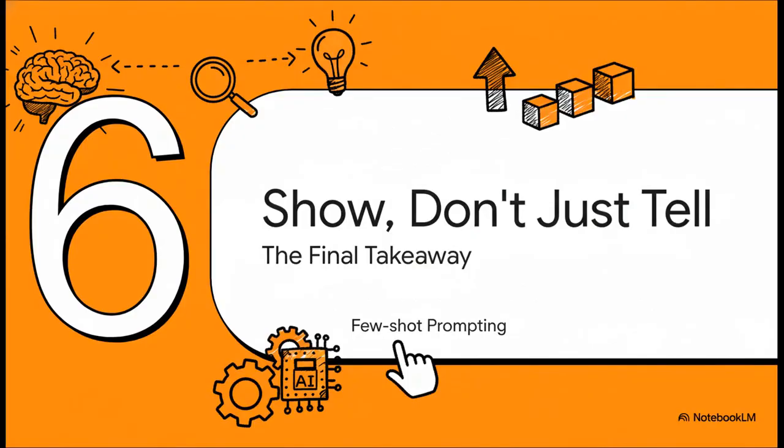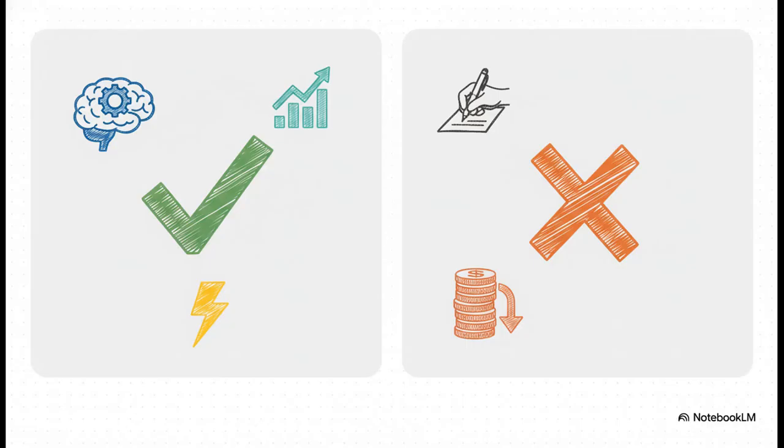Let's bring this all home. Section 6. Show. Don't just tell. This right here is the core idea, the philosophy you should walk away with. Knowing when to use it is really the key. The pros are huge. You get way better accuracy, more control, and more reliable outputs, all without having to retrain the model. The cons? Yeah, it takes a little more effort to write the prompt. And because it's longer, it uses more tokens, which can affect your cost or hit those context limits.